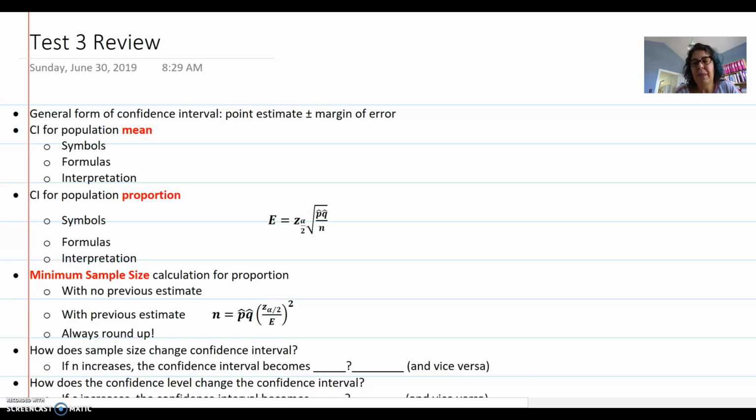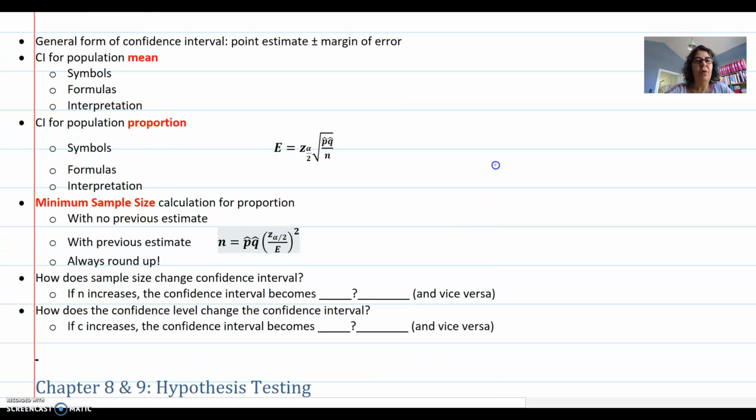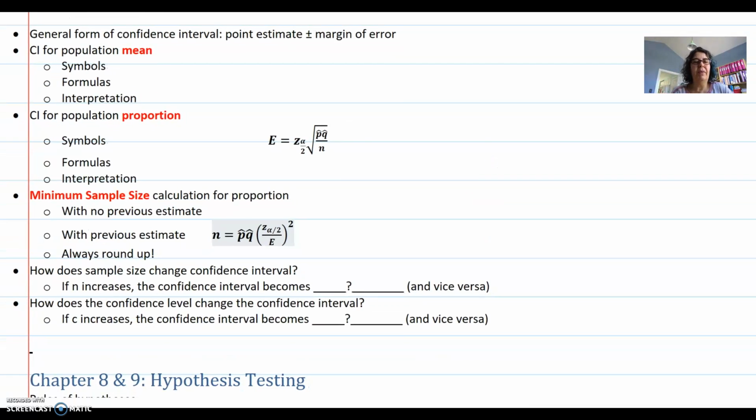So test 3 is about confidence intervals and hypothesis testing, right? So the key thing is you first need to decide, is the question about confidence interval, or is the question about hypothesis testing, or the question might be about finding the minimum sample size, which is tied into confidence interval. So first, let's talk about confidence interval.